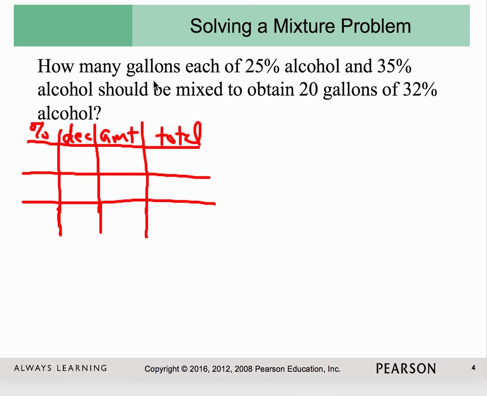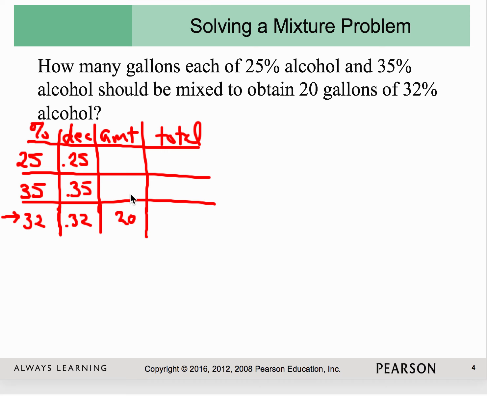How many gallons of 25%, so right here, 25% goes here. 25% is 0.25 as a decimal, so I got to remember that, of alcohol, and 35% alcohol. So really, if we can just remember to write it as a decimal, we don't need that extra column. I like to have both of them just to remind me. Should be mixed to obtain. This last row is always what you're going to get in the end. So it'll say to get, to obtain, to wind up with, right? So to get 20 gallons, that's the amount, 20 gallons of 32%.